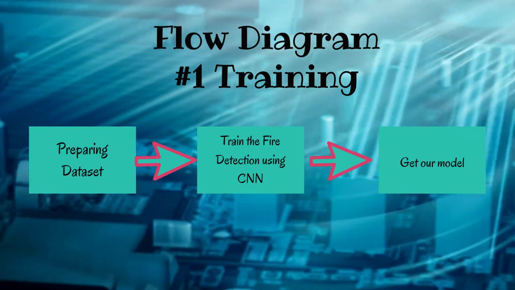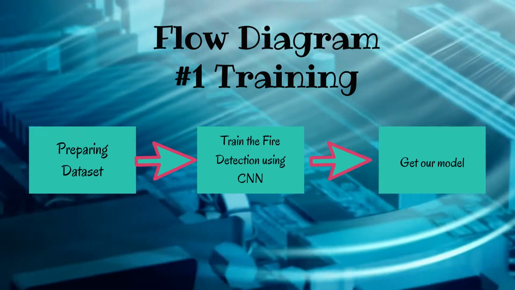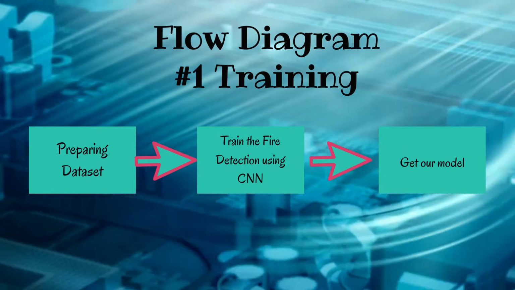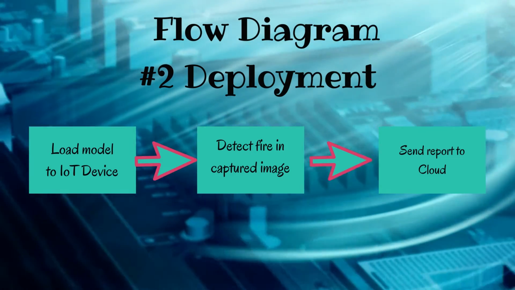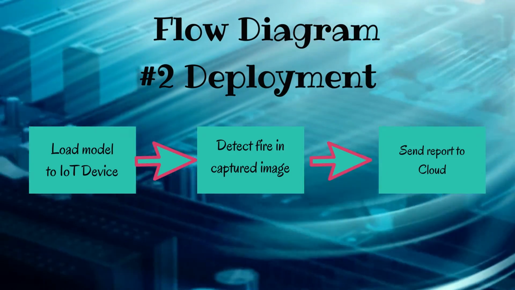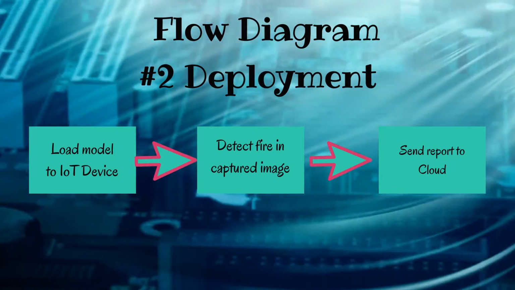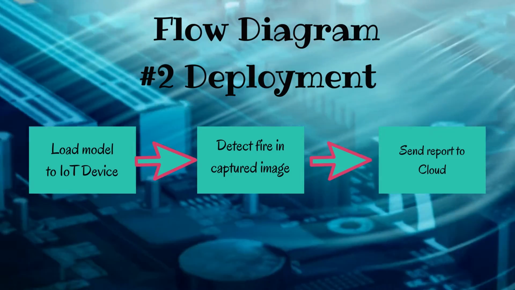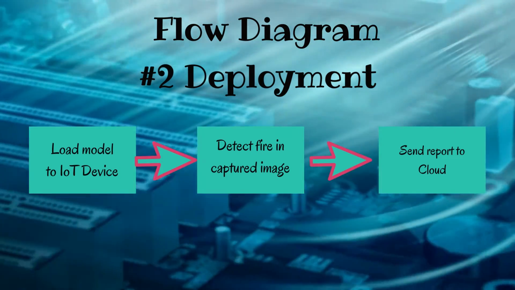After that, of course, we need to see if our trained model is good enough. And then we deploy our model to the IoT Edge. After we train our model and have a good result, we need to load the model into the IoT Edge device. The IoT Edge device will use our model to perform fire detection in the image, and then it will send the report, or the predictions of the image detections, from our IoT Edge.